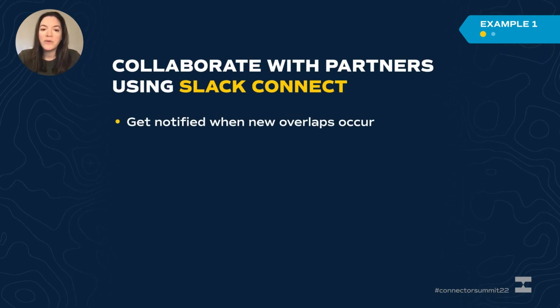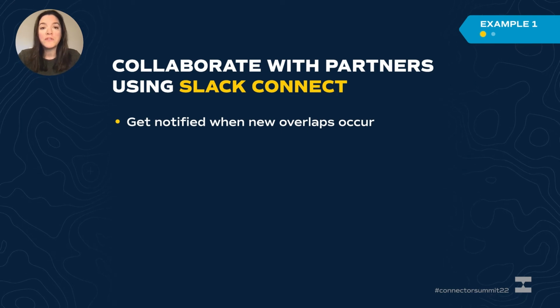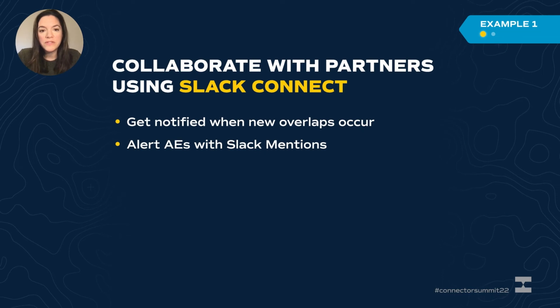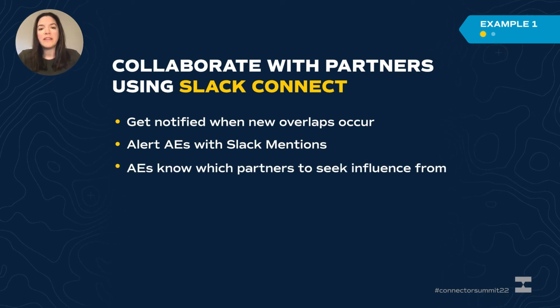Each channel gets notified when new overlaps occur in Crossbeam reports, and AEs are instantly alerted with Slack mentions. These Slack mentions have made their AEs way more proactive about seeking influence from partners on bigger deals.